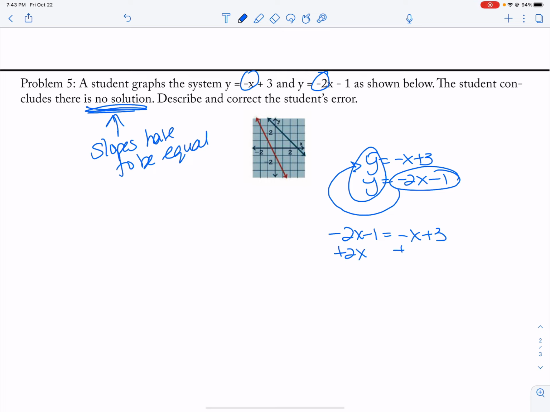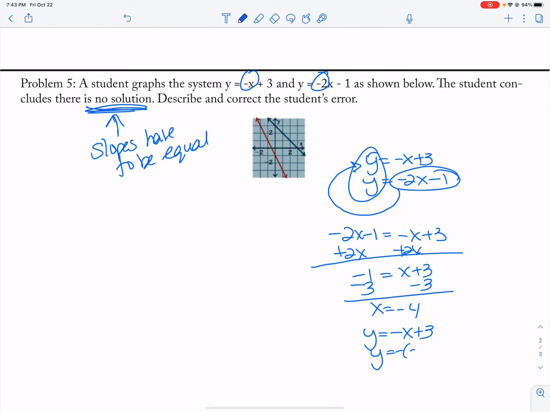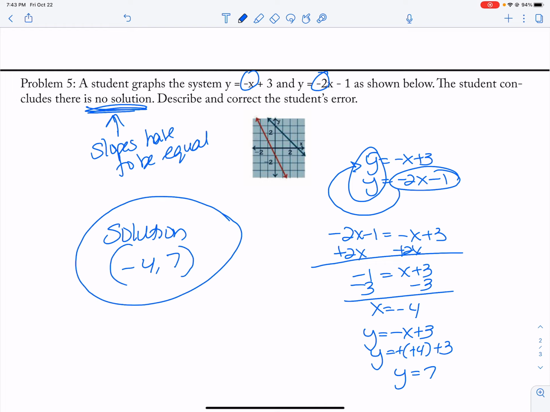So I add 2x to both sides, and I get -1 is equal to x plus 3. Subtract 3 from both sides, and I get x is equal to -4. So that's my x value. My y value is going to be -x plus 3. So y is equal to 4 plus 3. So y is equal to 7 because the 2 negatives turn into a positive. So my solution would be at -4, 7. But that is actually off the graph, and that's why it looks like it doesn't intersect. Okay? And that's it for this section.